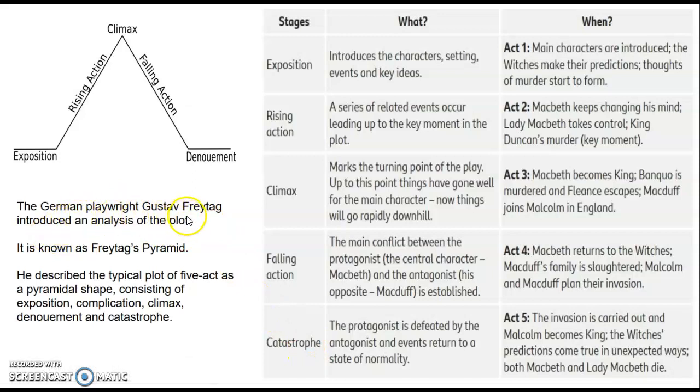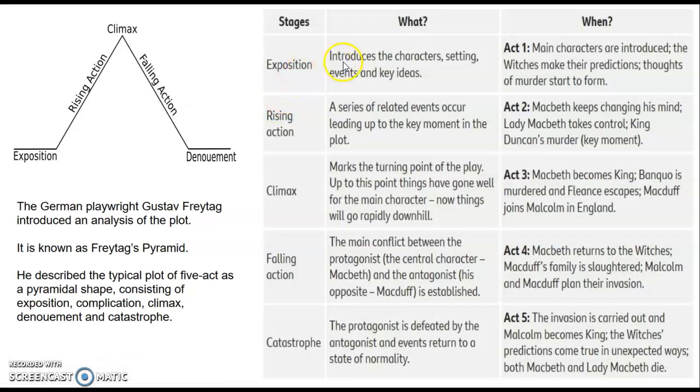The German playwright Gustav Freytag introduced an analysis of the plot. It is known as Freytag's pyramid. You can see here it begins with exposition, then rising action, climax, falling action, and denouement. He described the typical plot of 5 acts as a pyramidal shape consisting of exposition, complication, climax, falling action, and denouement.